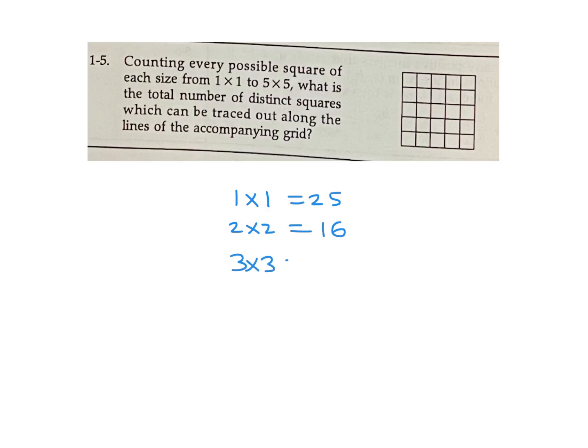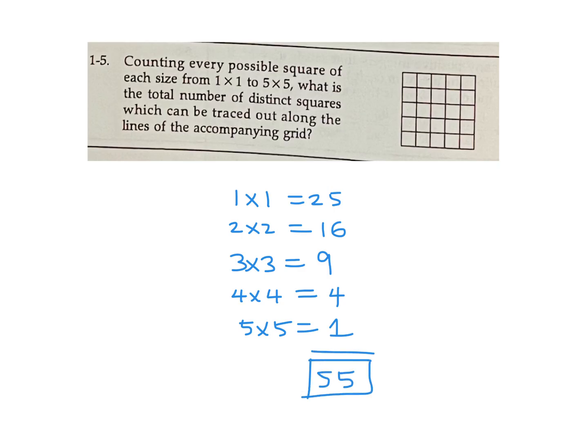3 by 3 squares, if you count them, there's 9 of those. 4 by 4, there would be probably 4. And the biggest one, 5 by 5, is only one of those guys. And if you add up all these, it's 55. So 55 is the answer to that.